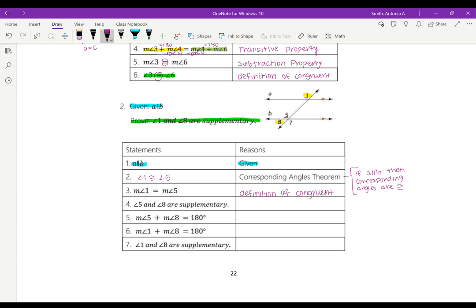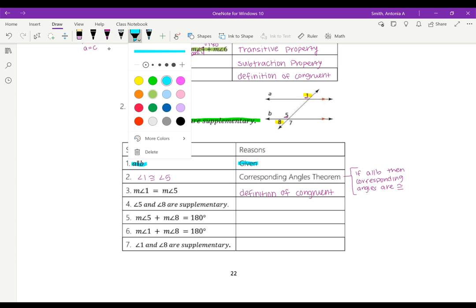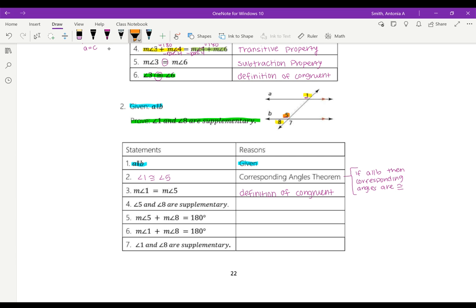Now to number 4, angle 5 and angle 8 are supplementary. Okay, well, let's look at angles 5 and 8 here. Let's use a different color, orange. Okay, so here's angle 5. Here's angle 8. Because this statement is not given information, I want to look to the picture to see why are they supplementary? How can I say they're supplementary? What reason can I give?